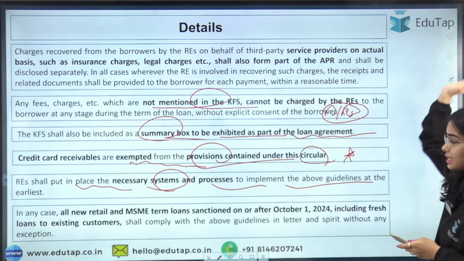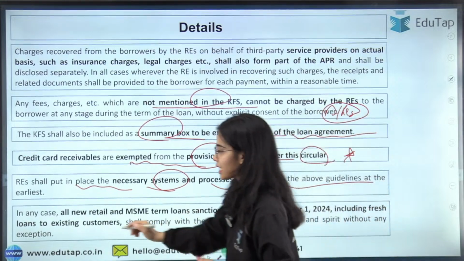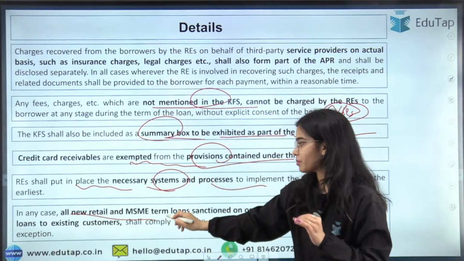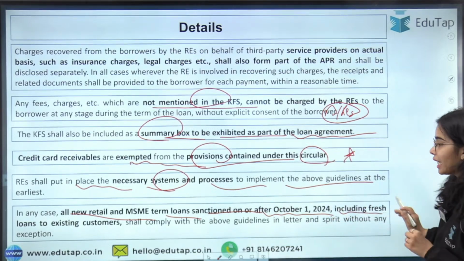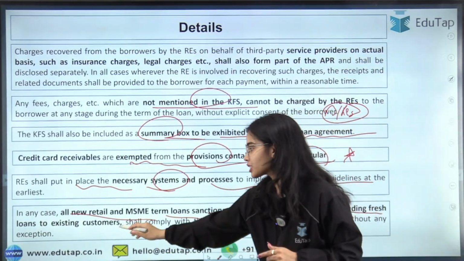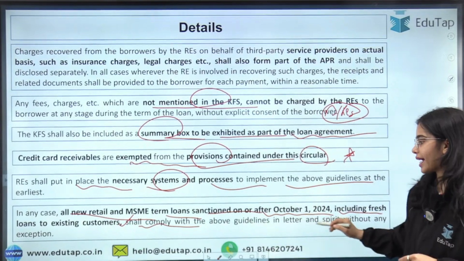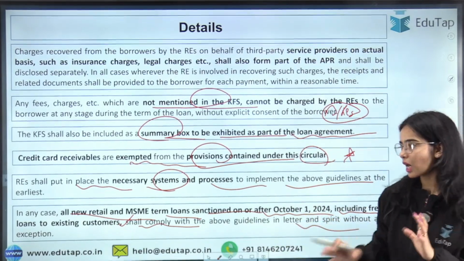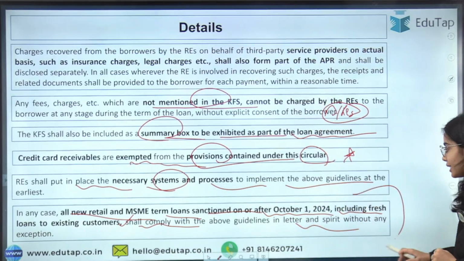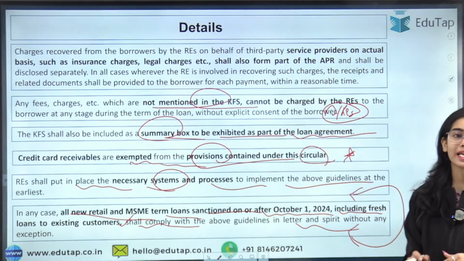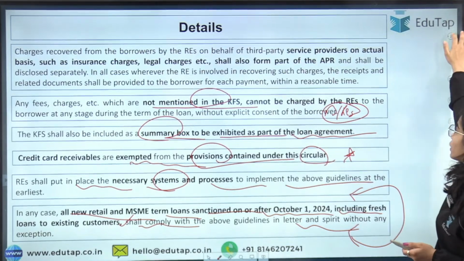Okay, next is that in any case, all new retail and MSME term loans sanctioned on or after October 1, 2024, including fresh loans to existing customers, shall comply with the above guidelines in letter and spirit without any exception. So that is what has been said, that for the retail and MSME loans, these guidelines have to be followed by the regulated entities.